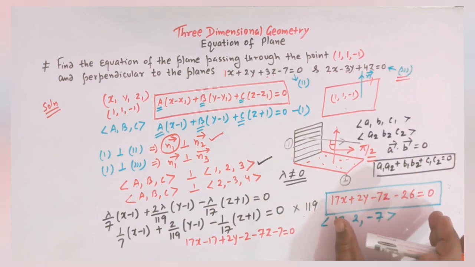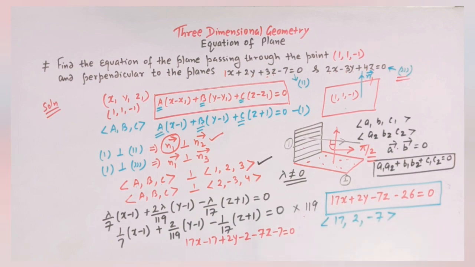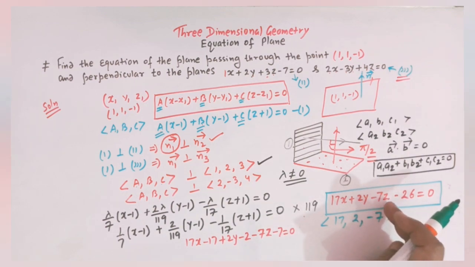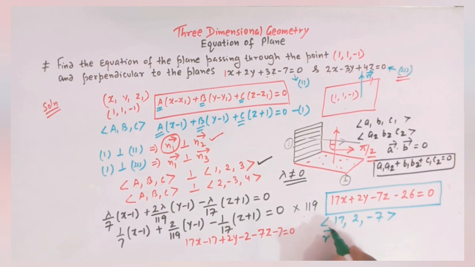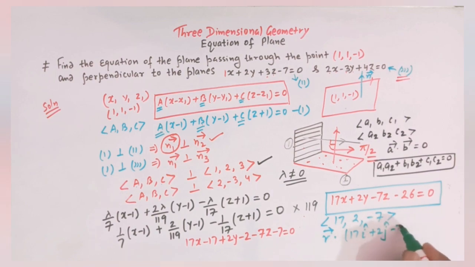And we can also express this equation in vector form. So the vector form of this equation is r dot, we'll write 17i cap plus 2j cap minus 7k cap is equal to 26, right? So this is the vector form of this equation, which is similar to vector r dot vector n is equal to a, right? So viewers, this is how we can solve these type of problems in three-dimensional geometry.